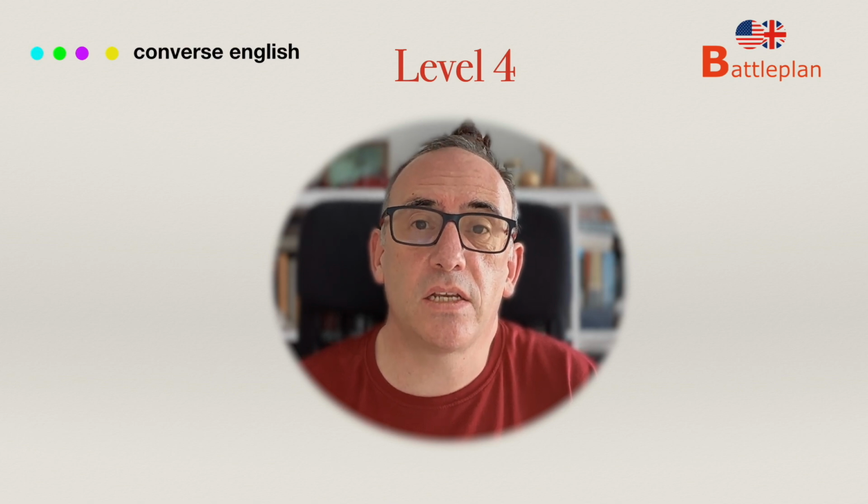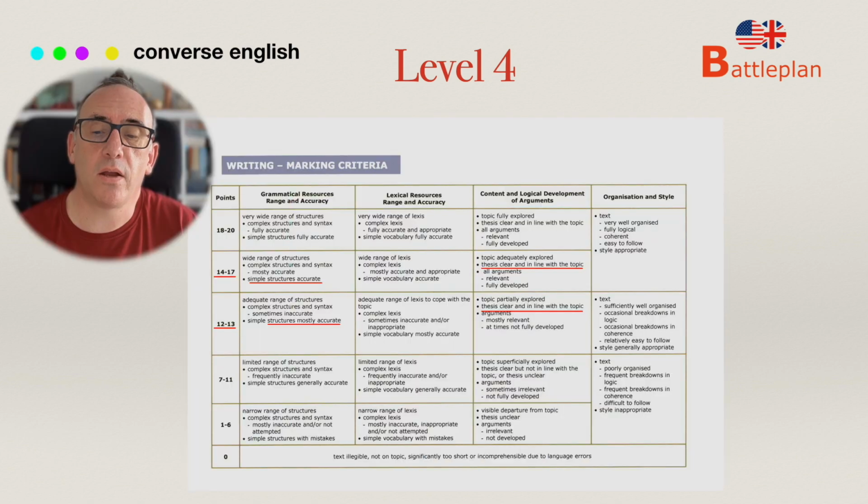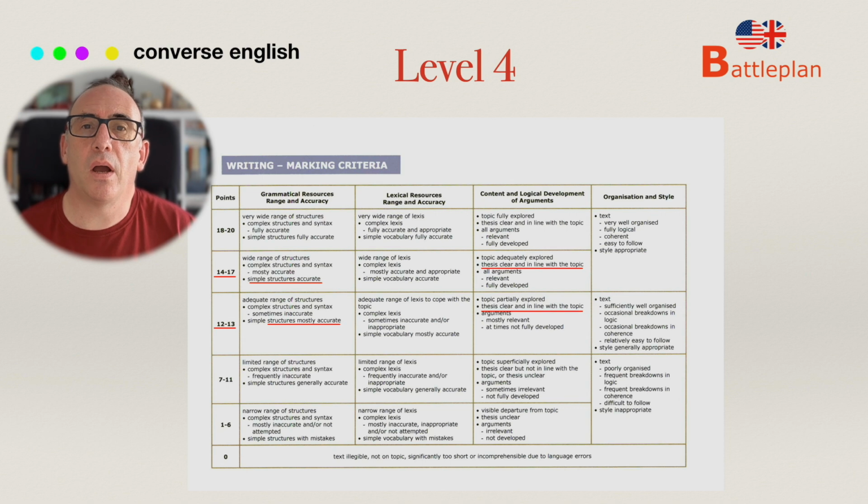And as I said again, if we go back now to the criteria, and we've got now the arguments stated clearly at the beginning, we then, as you can see in the writing criteria, automatically get into at least the 12-13 box as far as logic goes.